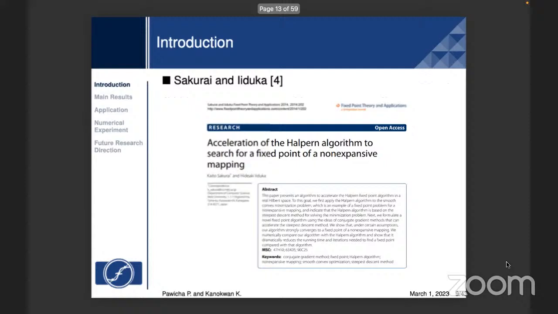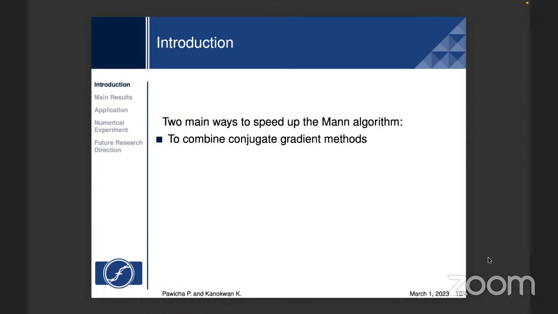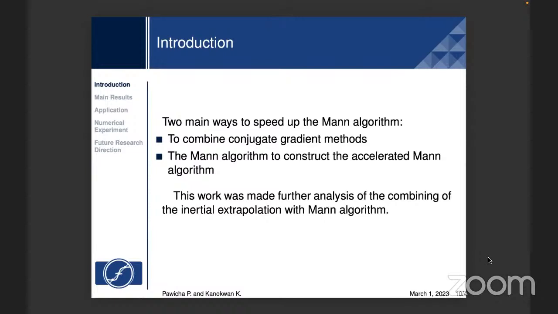In 2014, Sakurai and Iiduka pointed out that to make practical systems and networks stable and reliable, the fixed point has to be found quickly. So there is increasing interest in the study of fast algorithms for approximating fixed points of nonexpansive mappings. To the best of our knowledge, there are two main ways to speed up the Mann algorithm. One way is to combine the conjugate gradient method and the Mann algorithm to construct the accelerated Mann algorithm. This work motivated further analysis of combining inertial extrapolation with the Mann algorithm.